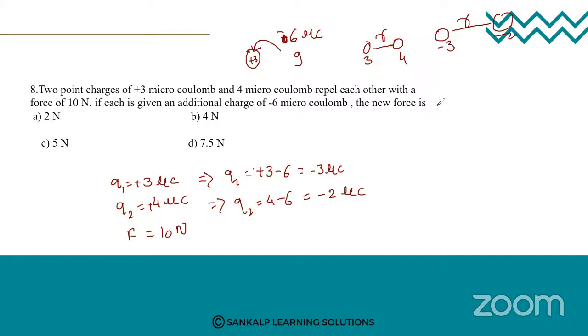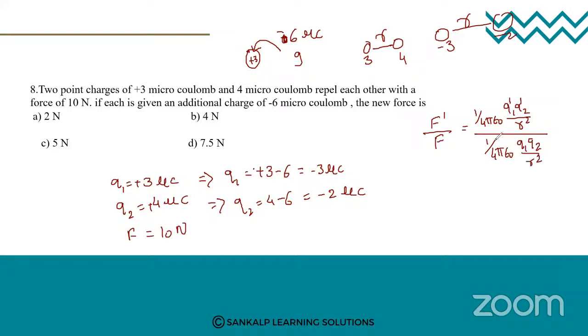So what they are asking is the new force. To find out the new force, I'll take the ratio F dash by F is equal to, what is the formula here students? It is Coulomb's law. 1 upon 4 pi epsilon naught Q1 into Q2 divided by r square, divided by F. 1 upon 4 pi epsilon naught, I'll make it as Q1 dash and Q2 dash, upon r square.